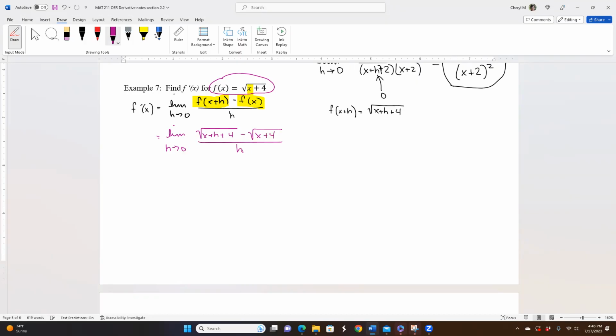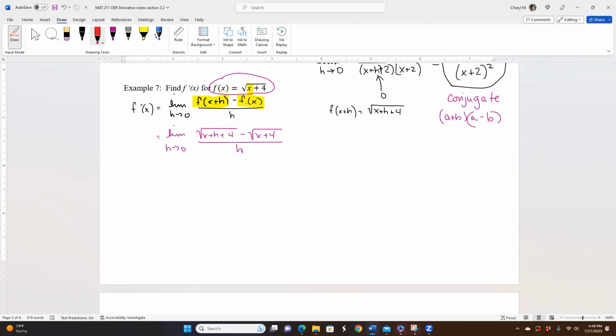The way we approach this, oddly enough, is we multiply the numerator and denominator by the conjugate of the numerator. So, recalling conjugates: if I have a plus b, its conjugate is a minus b. And often we multiply them together because the middle terms cancel. That is actually what we're going to do here.